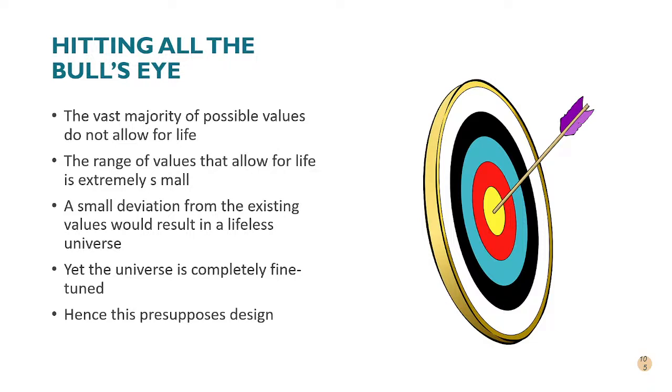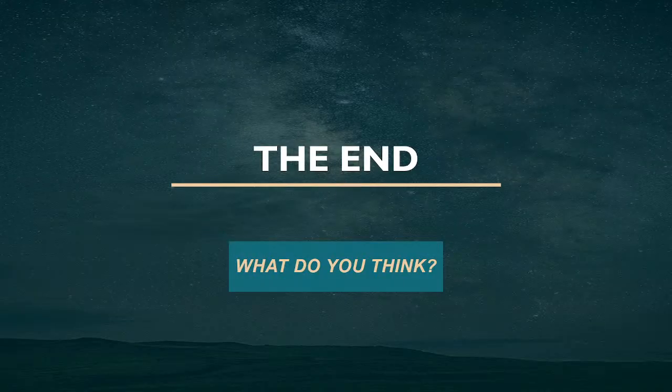Hitting all the bullseyes among the vast majority of possible values, this analogy shows that the vast majority of possible values should not generally allow for life. The range of values that are allowed for life is extremely small. A small deviation from the existing values would result in a lifeless universe, yet the universe is completely fine-tuned. Hence, this presupposes design, and this concludes the best proofs for the existence of God.